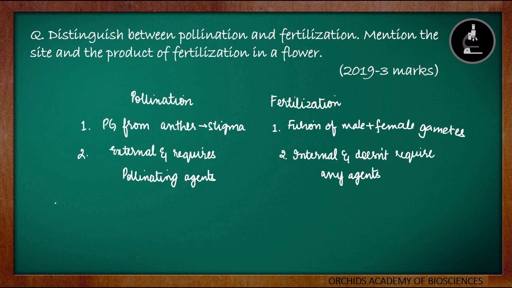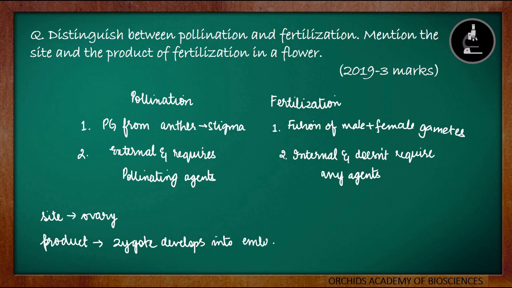Then they are asking the product and the site of fertilization. The site of fertilization is inside the ovary, whereas the product of fertilization, that is the result of the fusion of the male and the female gamete, will give rise to a zygote which will later develop into an embryo. So the site where the fusion of the male and the female gamete happens is, in general, we can say ovary, whereas the product of the fusion of male and female gamete is zygote, which will later develop into embryo. In next video, we will discuss the sexual reproduction in human beings.